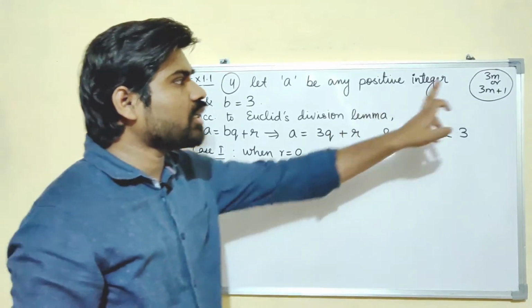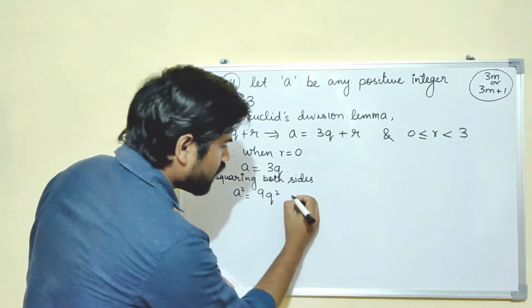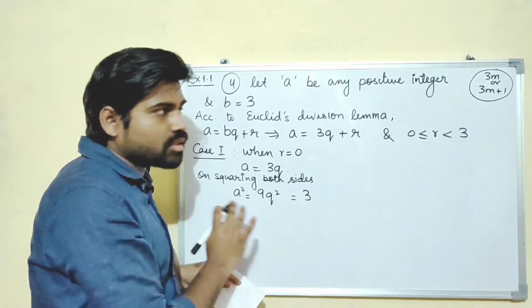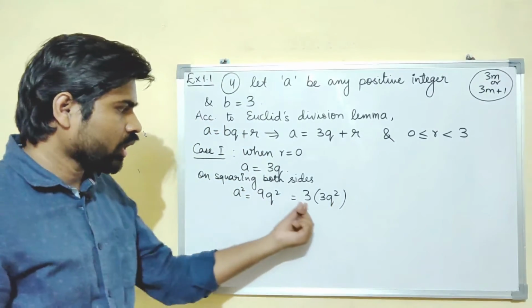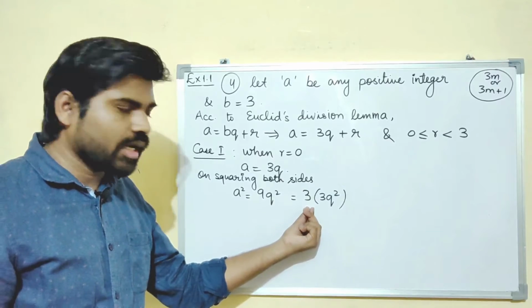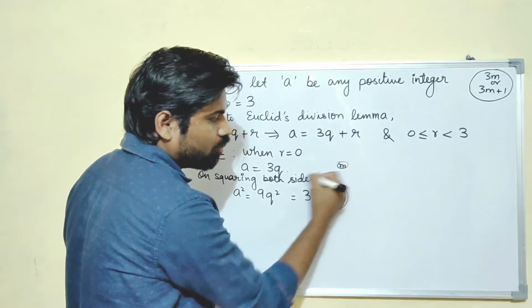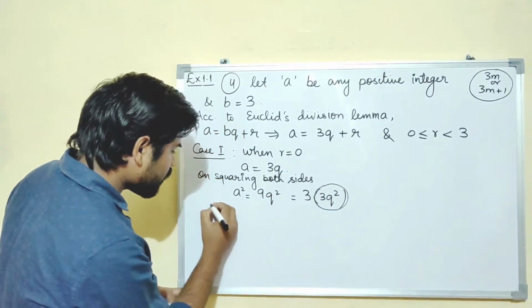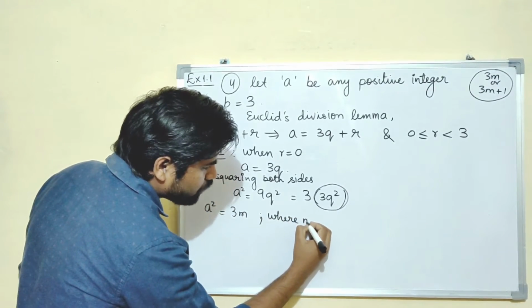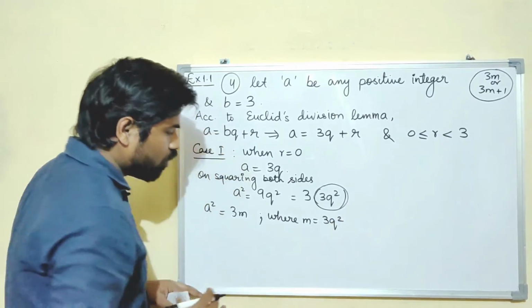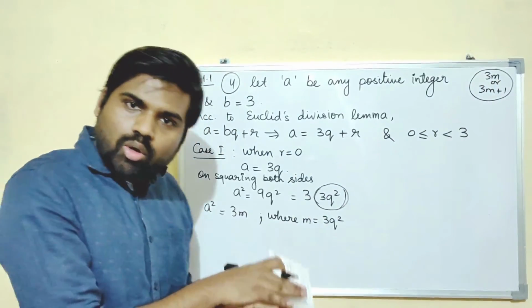Now you would be asking that it is not of the form 3m or 3m plus 1, but we can make it. How? Let us see. We can write 9q square as 3 into 3q square, right? Can we write it? 9q square equals to 3 into 3q square. Now let us assume this bracket as m, right? So let us write a square equals to 3m, where m equals to 3q square. Now see, is it of the form 3m? Yes.